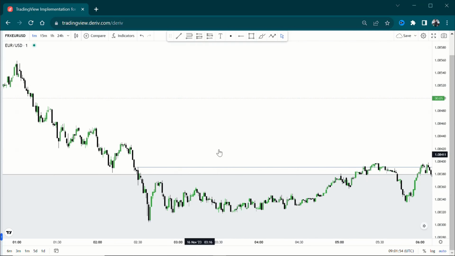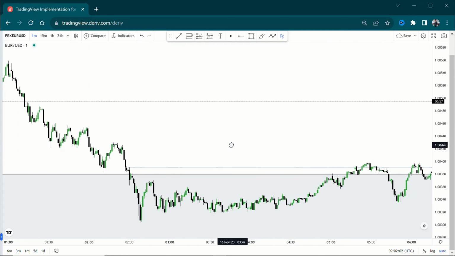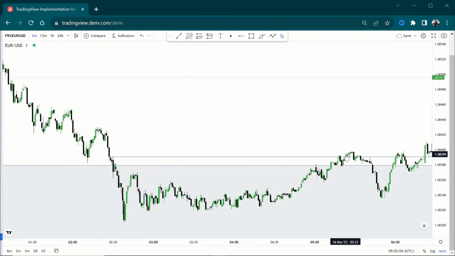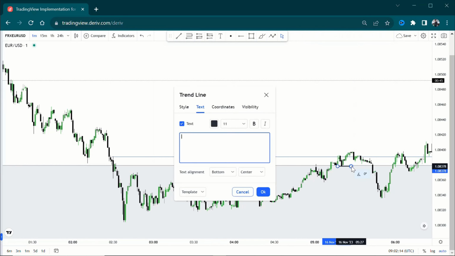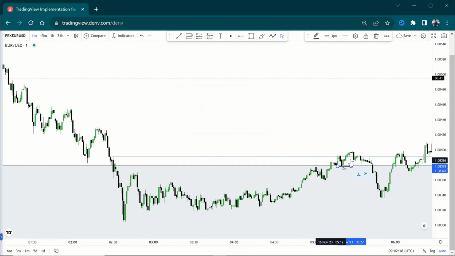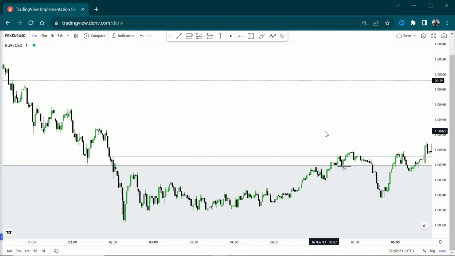You need to start looking for inducement for you to enter your trade. Here you can clearly see the market went through right here. So the moment it goes through, you need to mark your inducement. You mark your inducement like that. That's your inducement. When you mark your inducement, you just start looking for your POI.